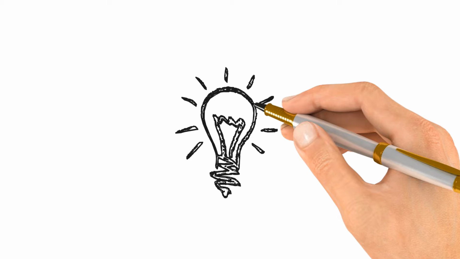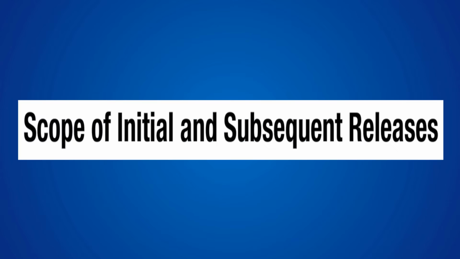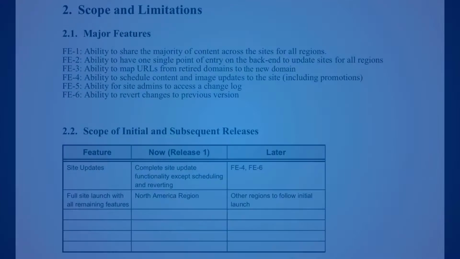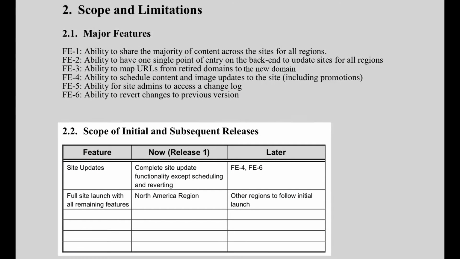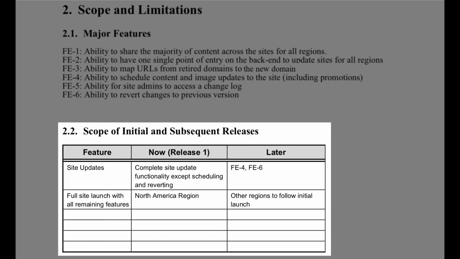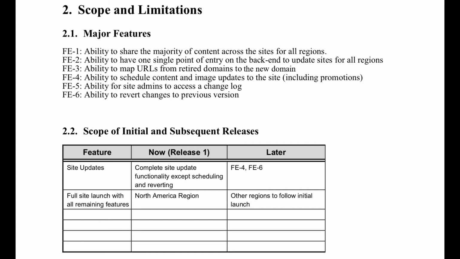Now we're going to take a look at our next section, which is section 2.2, and that is the scope of initial and subsequent releases. So in this section, there are a few different ways that this can be documented. So I have an example here, and then I'm going to talk about a couple of other ways that this can be documented. If you recall in the first video for this course, I talked about how there is not any one way to do documentation or to do the different tasks that a BA does. And this is one of those points.